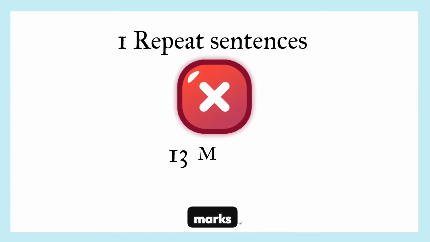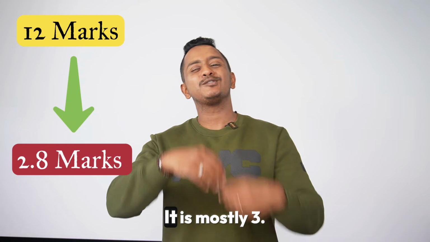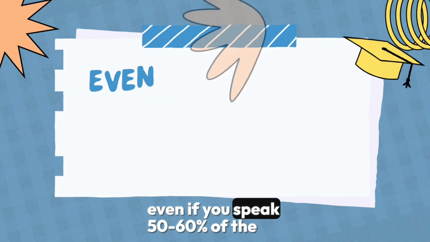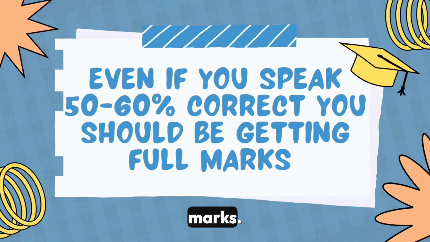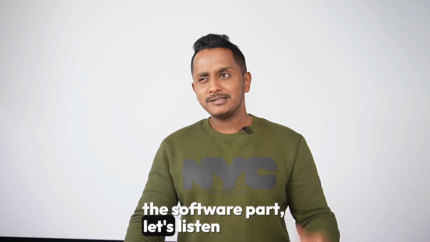Repeat sentence. One repeat sentence is not 13 marks. This 13 marks will be converted to 3 marks. If 13 becomes 3, 12 becomes what? 2.8. It is mostly 3. So from our experience, even if you speak 50-60% of the content correctly, you should be mostly getting full marks. Don't tell this to others. So before we actually get into this tricking the software part, let's listen to an audio.